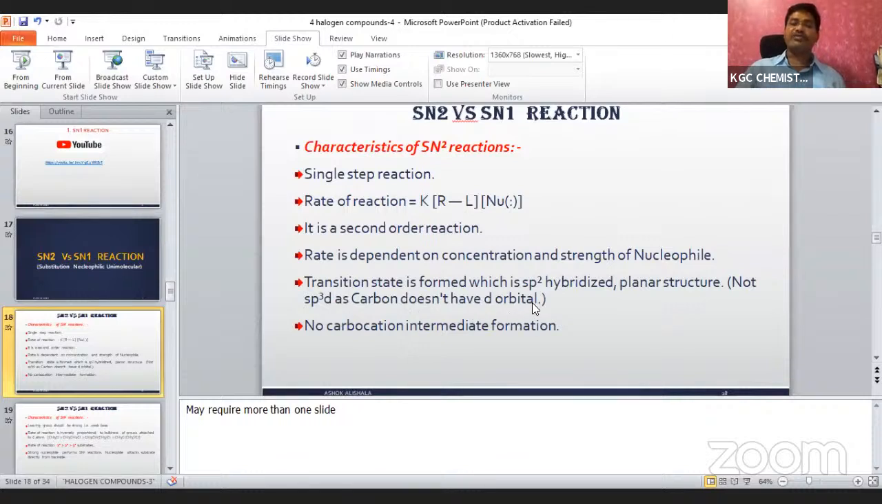The transition state is formed with an sp2 hybridized planar structure, not sp3d, because the carbon is having 5 bonds. In the transition state there are 5 bonds, but you don't think about sp3d hybridization. It is only sp2 hybridization. No carbocation intermediate is formed in the case of SN2.